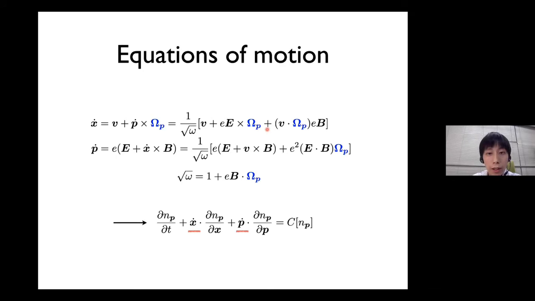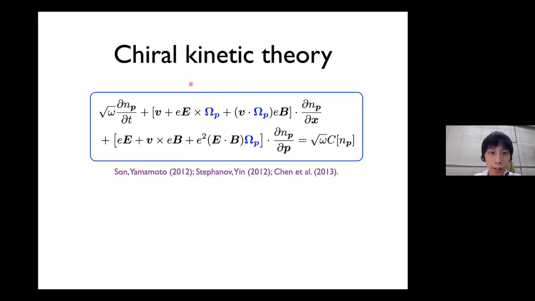Now, given this equation of motion, we can then easily obtain the modified kinetic theory. What we have to do is to just substitute this modified equation of motion into this equation, okay? Then what we get is this kinetic theory. So this is the chiral kinetic theory. You can see that we have corrections in several places. And without this Berry curvature correction, this kinetic theory reduces to the conventional Boltzmann equation.